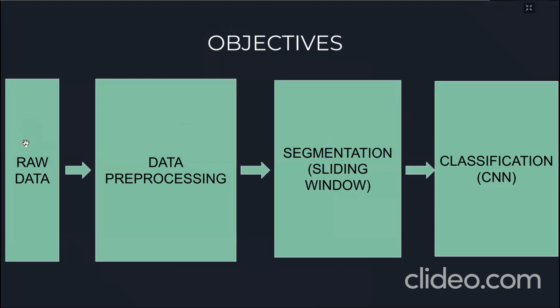We get raw data from sensors, then we do pre-processing where we combine all the data, and then in segmentation we divide the data into small groups. Then those small groups of data are passed to our neural network, a convolutional neural network, which is CNN.